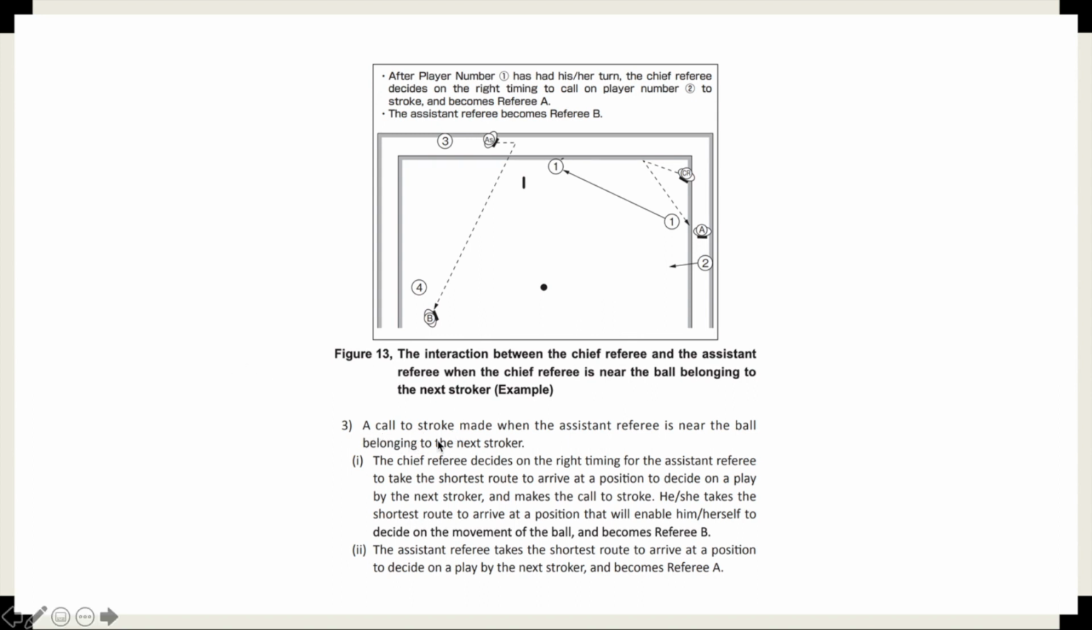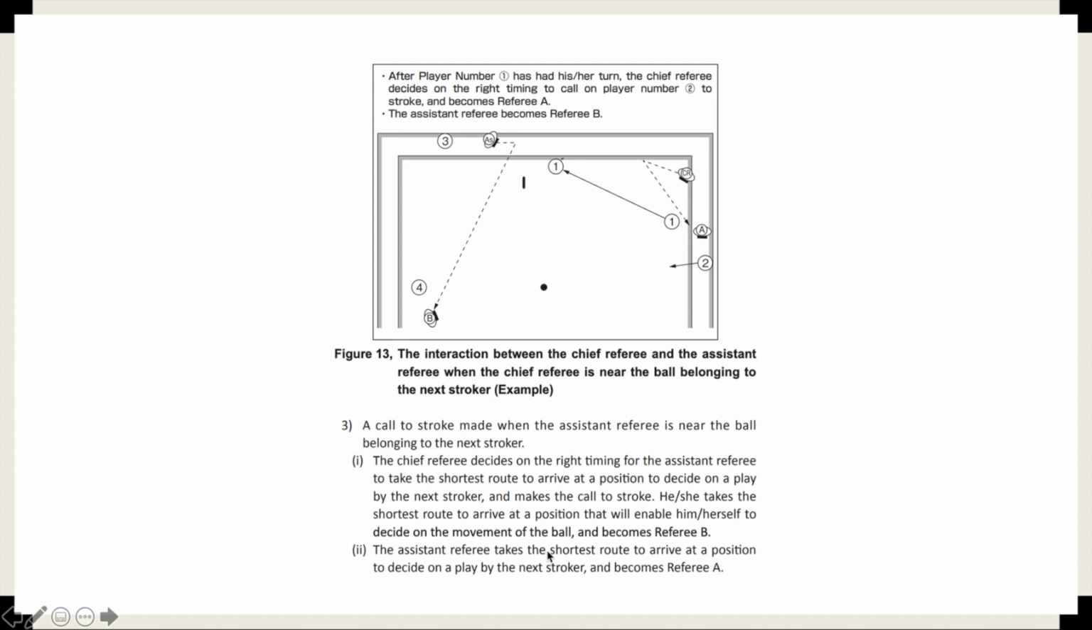Number 3, a call to stroke made when the assistant referee is near the ball belonging to the next stroker. So this is the reverse of what we've just discussed. The chief referee decides on the right timing for the assistant referee to take the shortest route to arrive at a position to decide on a play by the next stroker and makes a call to stroke. He or she takes the shortest route to arrive at a position that will enable him or herself to decide on the movement of the ball and becomes referee B.